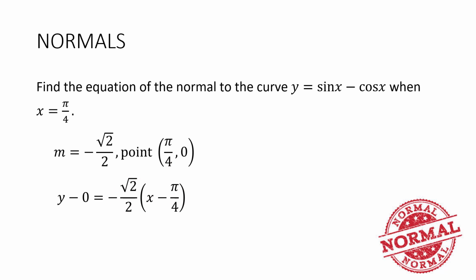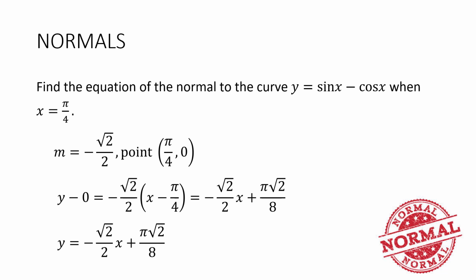Expand through the brackets here. I end up with negative root 2 on 2 x plus pi root 2 on 8. And I just need to get rid of this 0 and we're finished. So y is equal to negative root 2 on 2 x plus pi root 2 on 8.